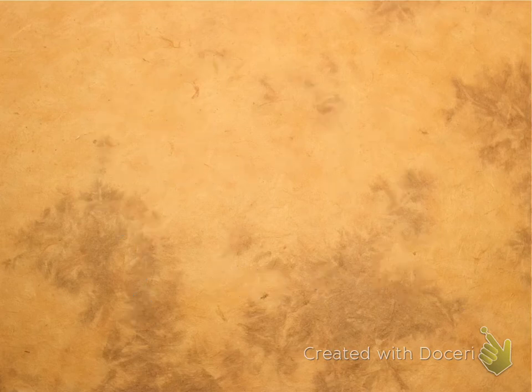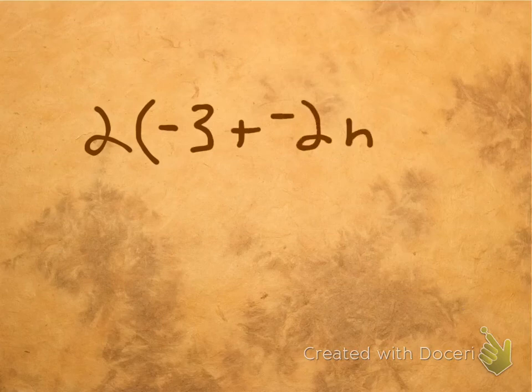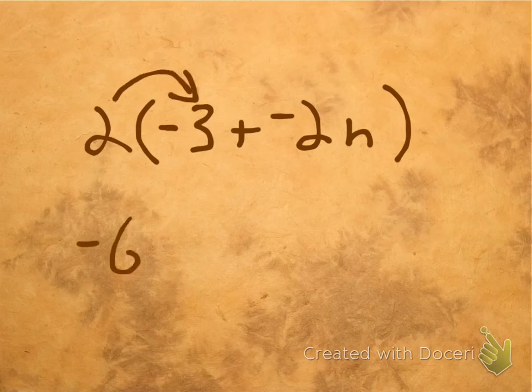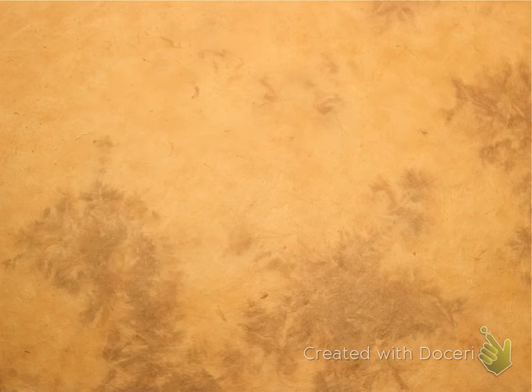Let me do another example of that. Let's say it's 2 parentheses negative 3 plus negative 2n. We're going to distribute the 2. So what's 2 times negative 3? Plus 2 times negative 2. Negative 4n. There we go. We've distributed it.